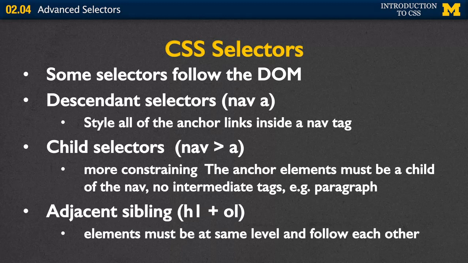The final one is adjacent sibling. That's not one I actually use very much in my own coding, but I wanted to let you know what it is because there's a really good chance you'll see it if you're looking at other people's code. How the adjacent sibling works is that the elements must be what we call the same level and follow each other. So if you have a section that has an H1 and then an ordered list, they would be siblings.